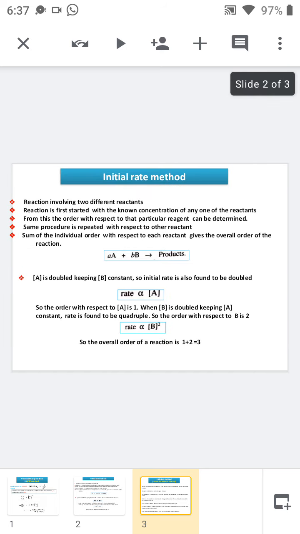Then coming back to the initial rate method, if you are doing the same experiment in which we can find the concentration of ester, and making the water quantity a measurable quantity. After that, if you are doing the same experiment with respect to the ester, then by summing up the influence of both the reactants, we will get the order of the reaction.